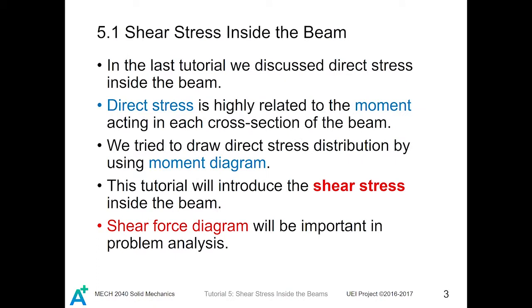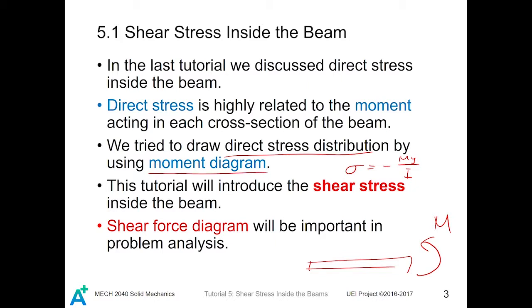In the last tutorial, we discussed the direct stress inside the beam. It is highly related to the moment acting on each cross-section of the beam. Imagine you have a beam and there is an external torque, an external moment, acting on it. Then it will compress or elongate the material of the beam, and you also remember that there is a neutral axis. In the last tutorial, we drew the distribution of direct stress by using the moment diagram, because we know that the stress is just the negative of My divided by I. So this is why we use the moment diagram to draw such a distribution.